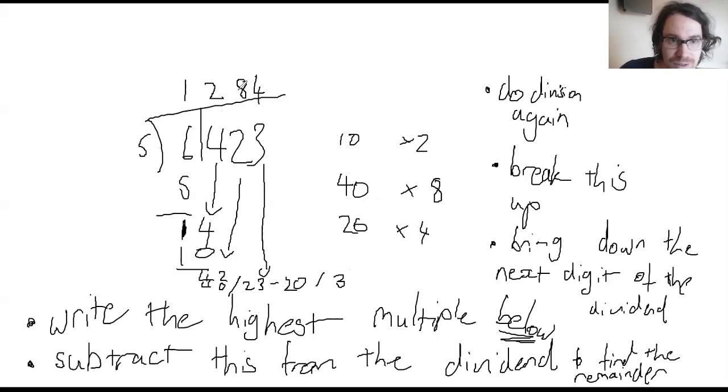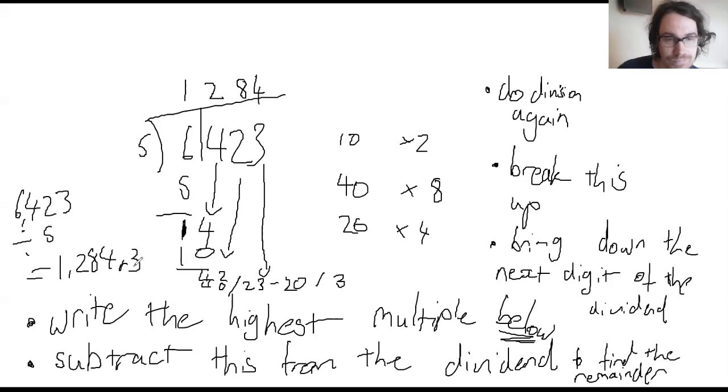The answer is 1,284. In other words, 6,423 divided by 5 is this number up here: 1,284 with the remainder of 3. Okay, let's clear all this because we've been doing the same steps over and over again. So let's just trust ourselves to do it without having all the steps written on the screen.